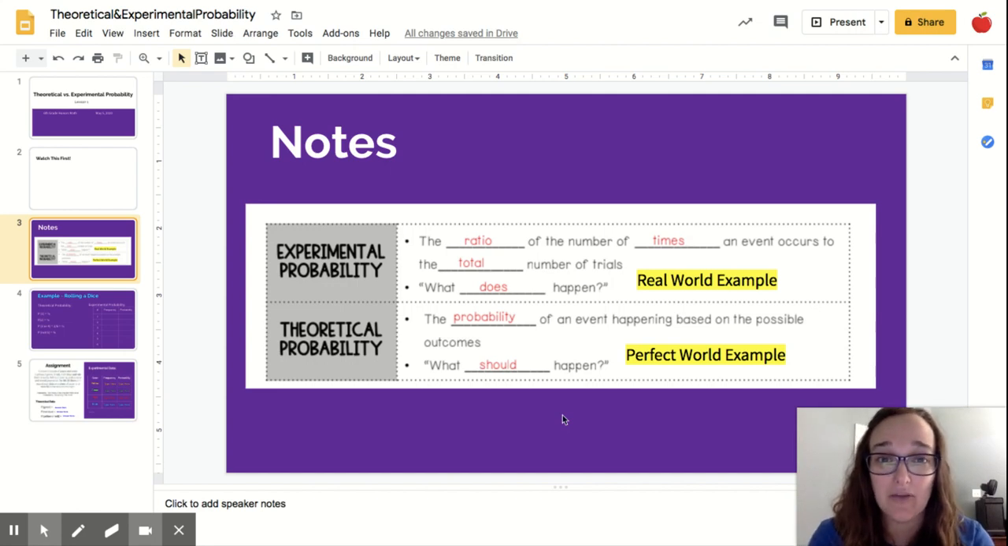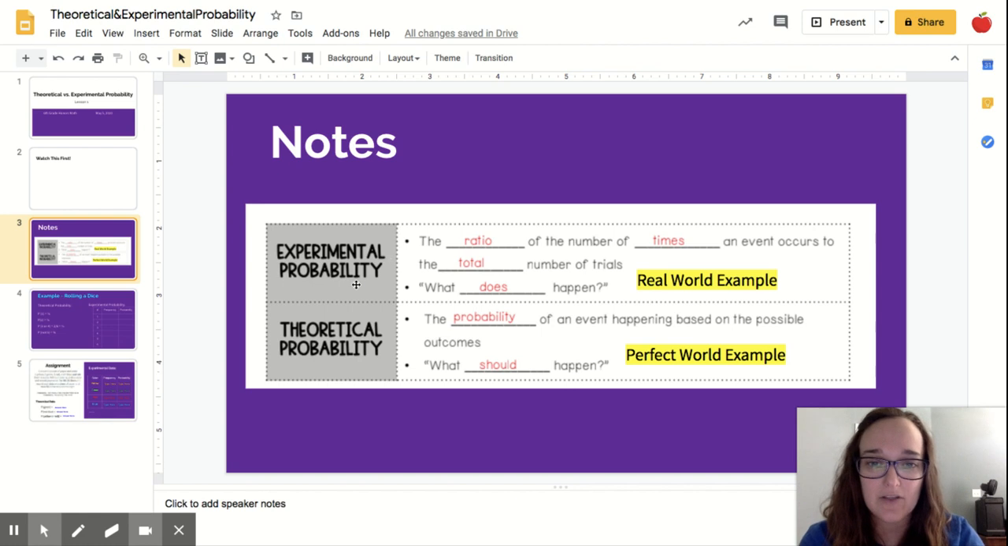We are going to talk about probability today. We are going to look at the difference between experimental and theoretical probability. The best way for me to explain this, I pulled out the notes from our normal notes pages, and you don't need to write this down or anything, but we're just going to kind of talk about it. And then I'm going to show you an example with rolling a dice.